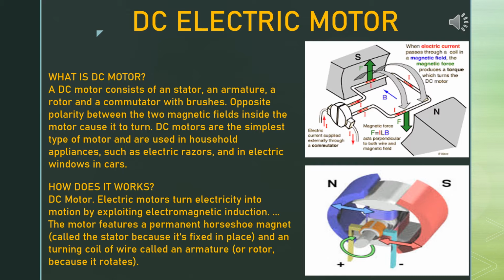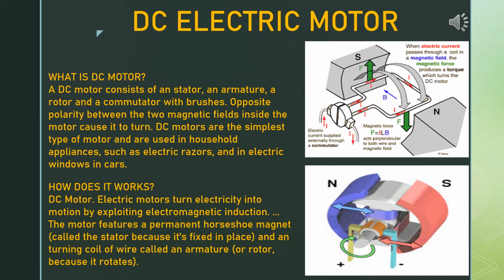What is a DC motor? A DC motor consists of a stator, an armature, a rotor, and a commutator with brushes. Opposite polarity between the two magnetic fields inside the motor causes it to turn. DC motors are the simplest type of motor and are used in household appliances such as electric razors and in electric windows in cars. How does it work?